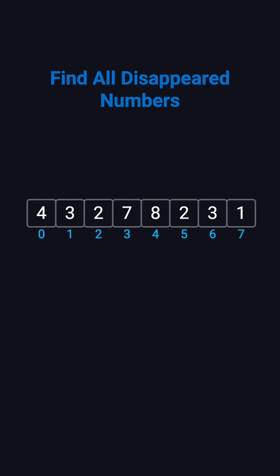For example, in this array, 4, 3, 2, 7, 8, 2, 3, 1. The length is 8, so the valid numbers are 1 through 8. We can see that 5 and 6 never appear, so the answer is 5 and 6.